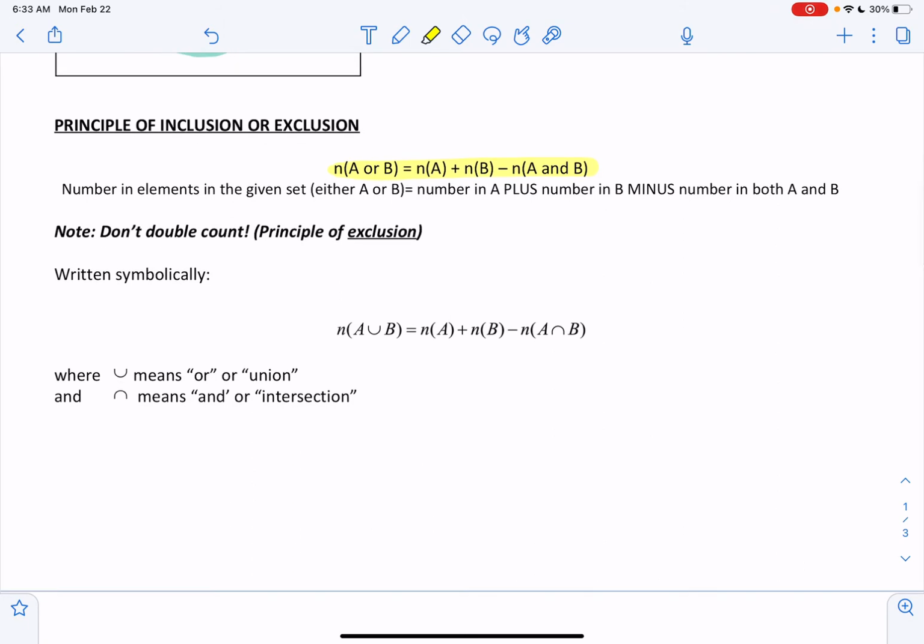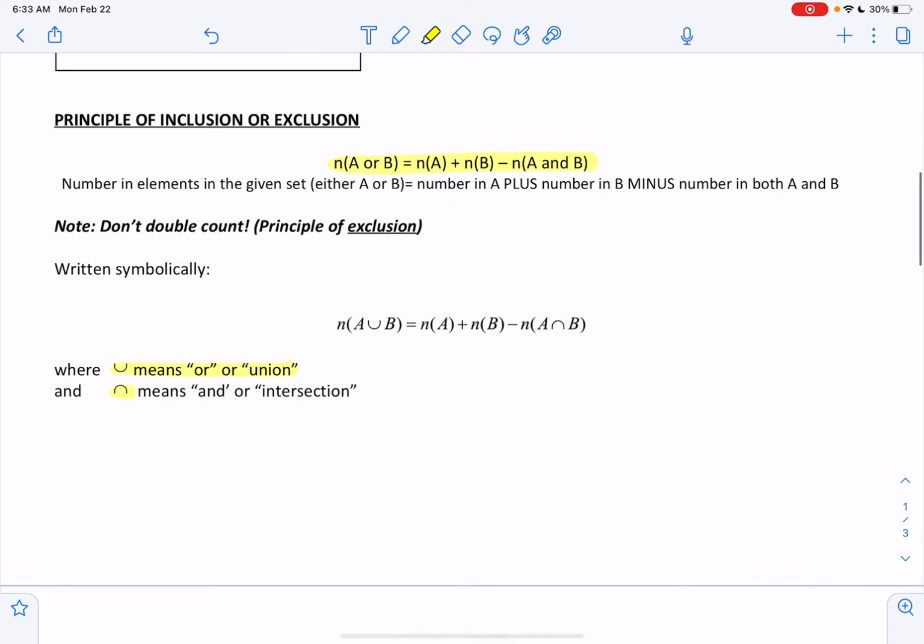Now, if we want to write this symbolically, we don't use "and" or "or" when we're writing this out. We use these symbols here. This U shape means or, union. So it means I could be on athletic council or student council. This ∩ or upside down U shape means and, or intersection. So that means the ones that they share. So those would be the students who are on both athletic council and student council.